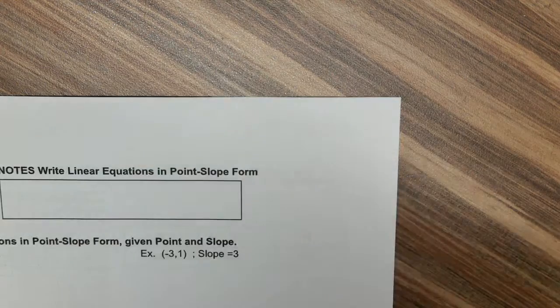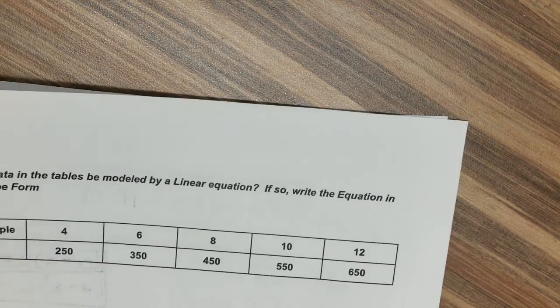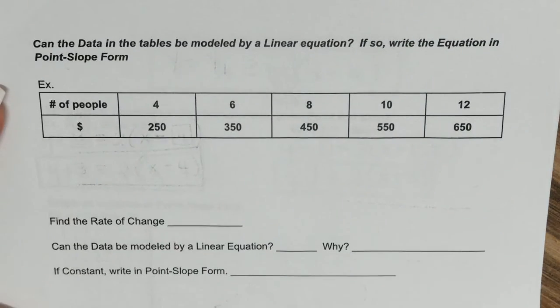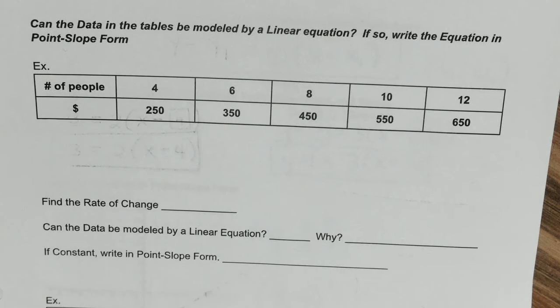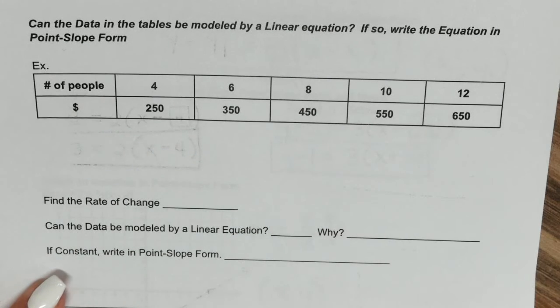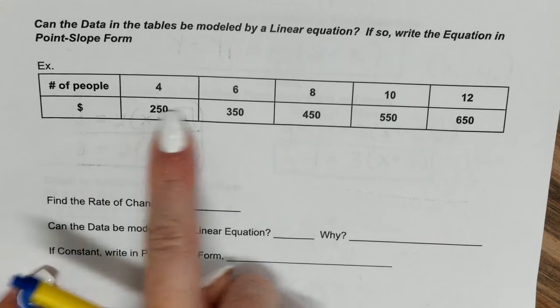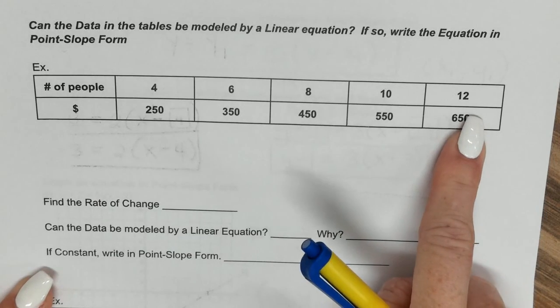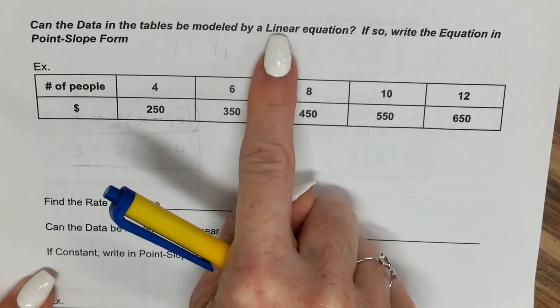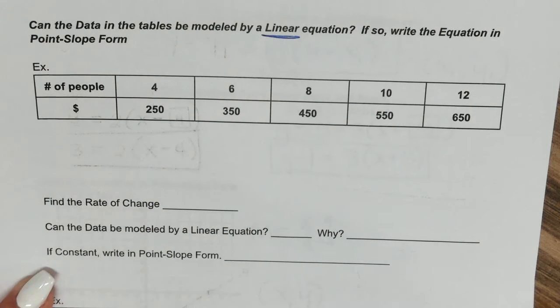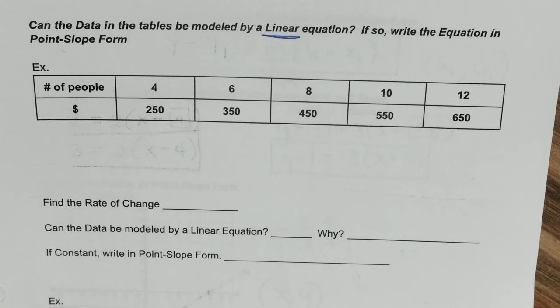The back's super easy. It basically gives you a table of coordinates and says, can this table be modeled by a linear equation? All it's asking is, would that make a straight line? Did y'all hear that? If you were to graph this, would it make a straight line? It says, can it be modeled by a linear, well, we know what linear means? So could it be modeled by a straight line?